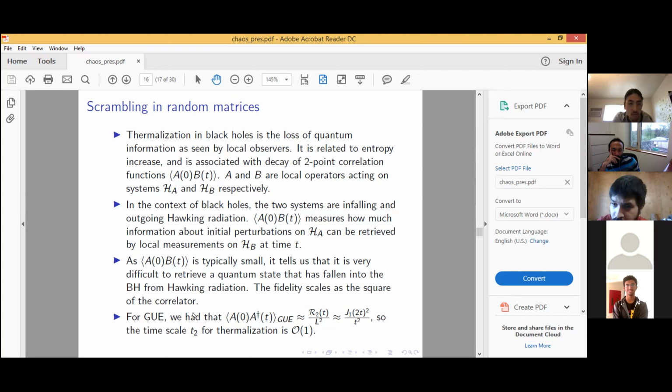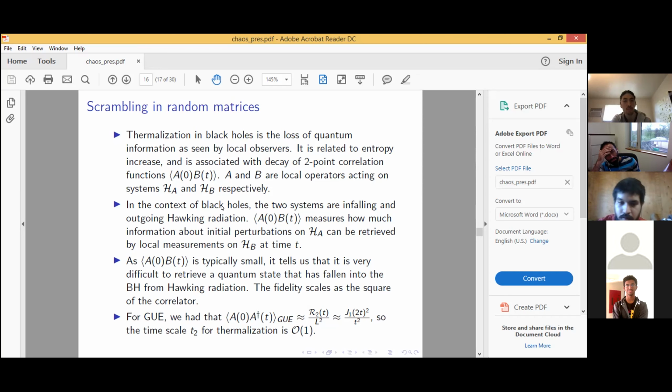Sorry, I have a question. What is HA and HB specifically in the case of the black hole? So here A is a certain quantum state that's falling into the black hole, and B is the quantum state that's coming out, the outgoing Hawking radiation. So those two Hilbert spaces are HA and HB.